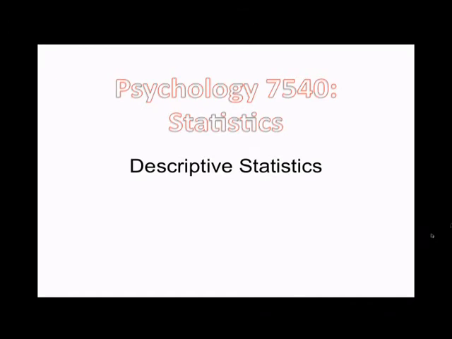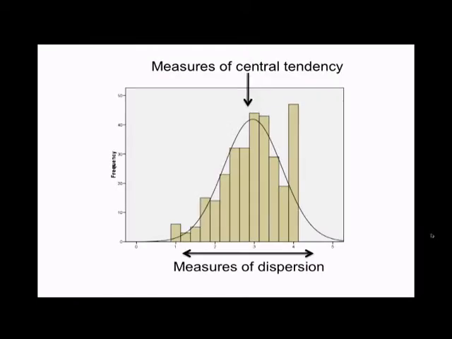This is Psychology 7540, Statistics, and today I'm going to talk about descriptive statistics. Now there are two broad areas of statistics, descriptive and inferential. Inferential deals with probability and making inferences about a population from a sample. The purpose of descriptive statistics is just to describe without inferring or implying anything about a larger population.